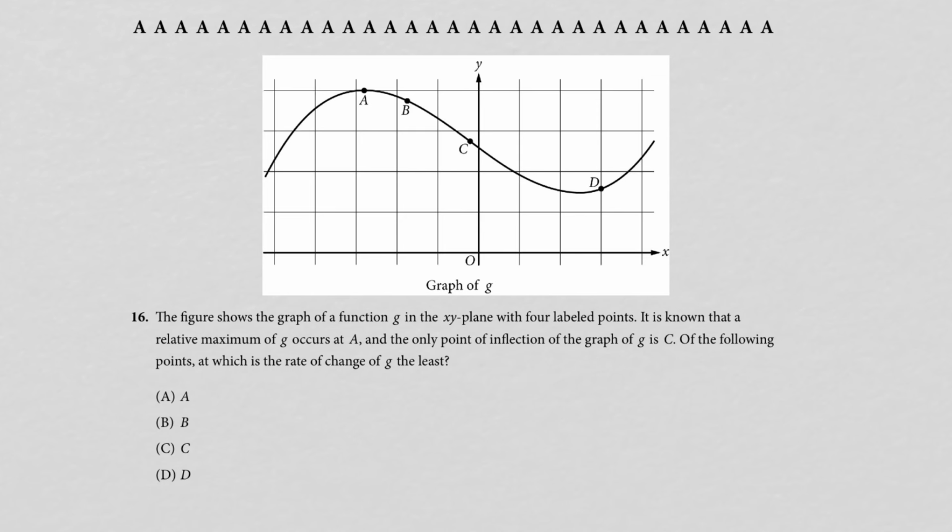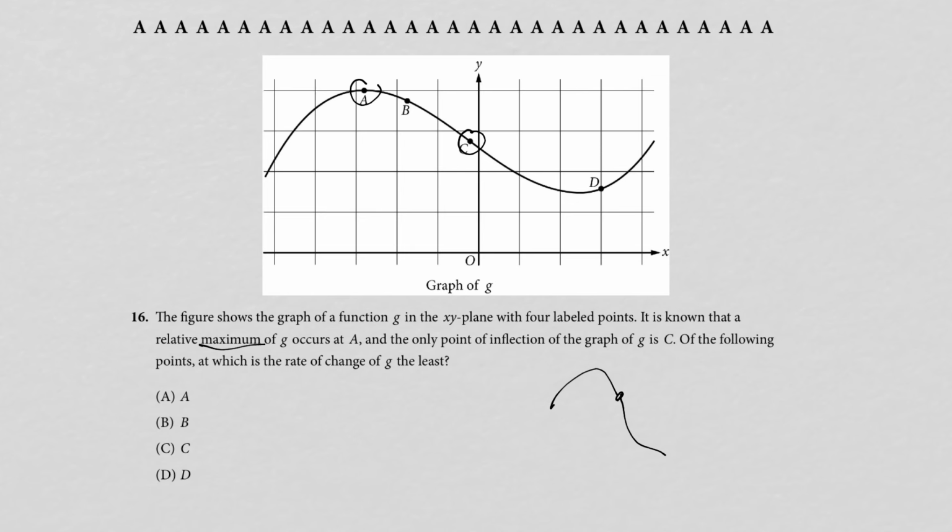16. It is known that the relative minimum of G occurs at A, maximum. Well, we could see that. And the only point of inflection, where it switches from frowning to smiling, is at C. At which of the following points is the rate of change of G the least?